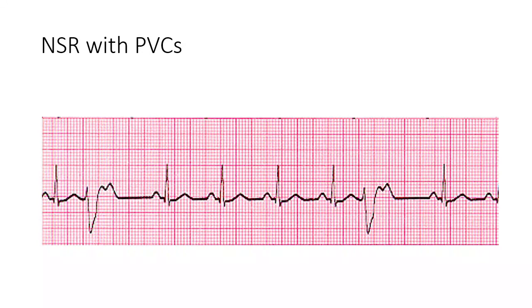Now, what would you call this for the bonus points, Bella? Normal sinus rhythm with 2 unifocal PVCs. Yeah, unifocal, which means what? Coming from the same place in the ventricles.